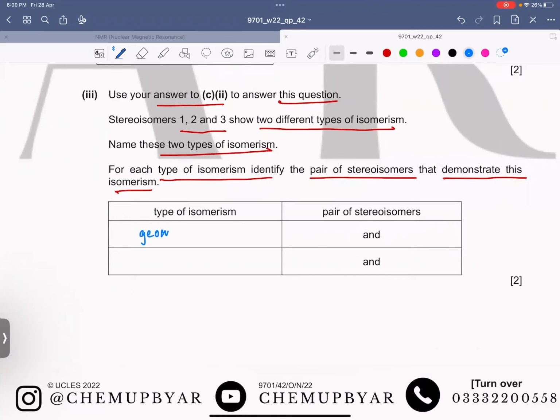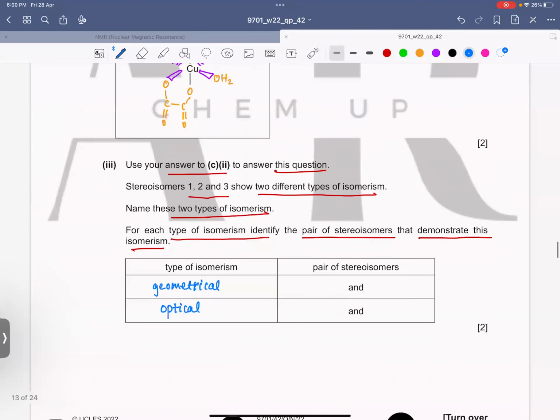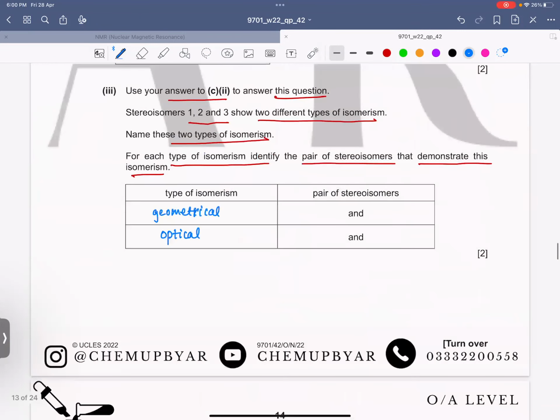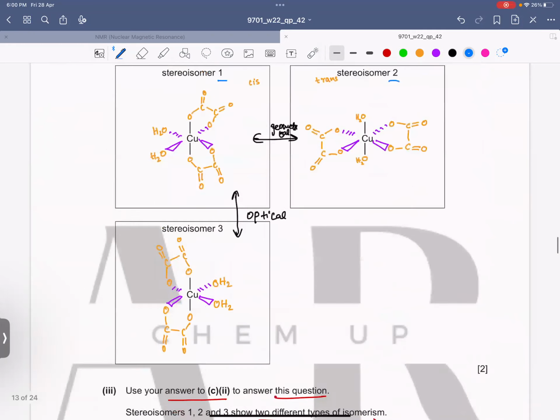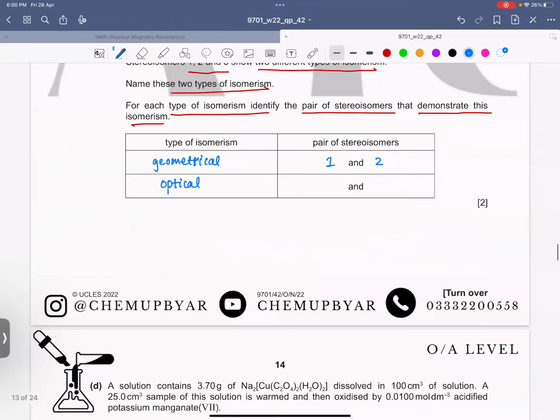One is geometrical, and the other one is optical, right? And for geometrical, which two pairs are geometrical? The stereoisomer 1 and 2 are geometrical, and the stereoisomer 1 and 3 are optical. Is this clear to everyone?